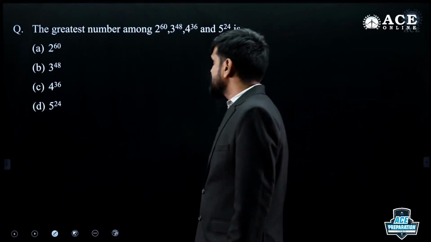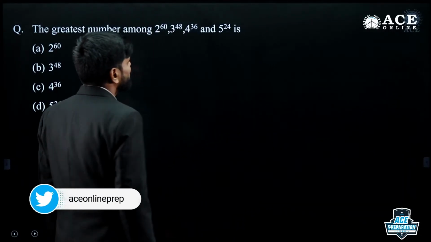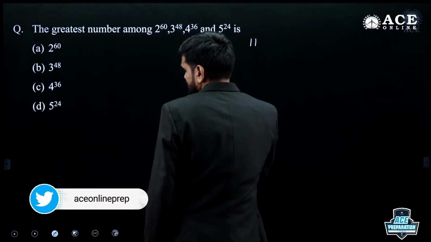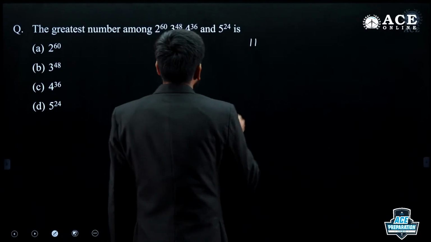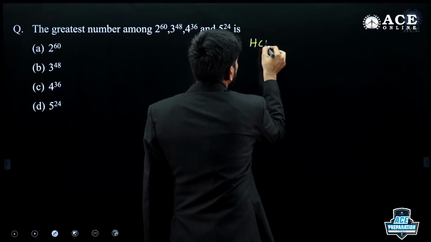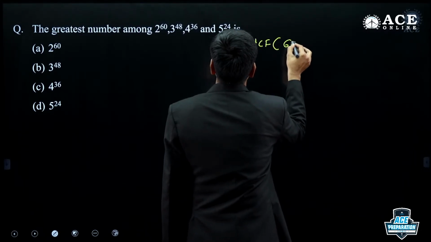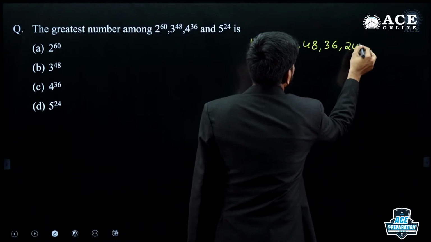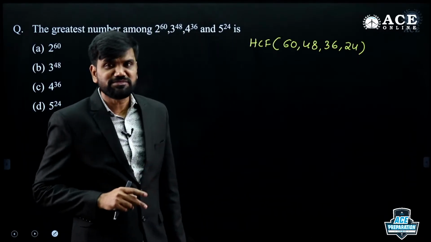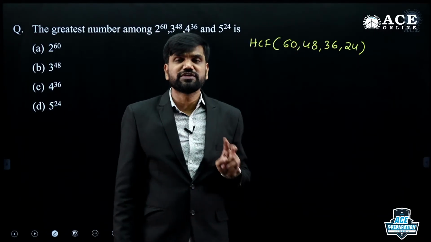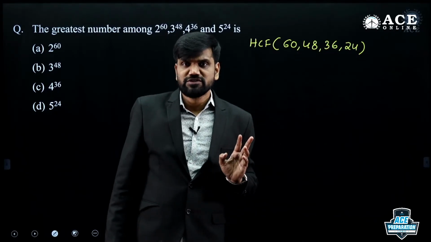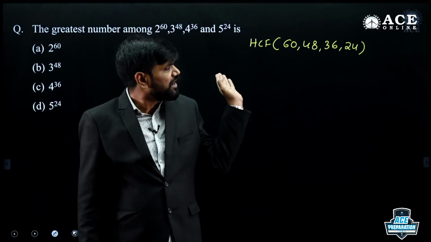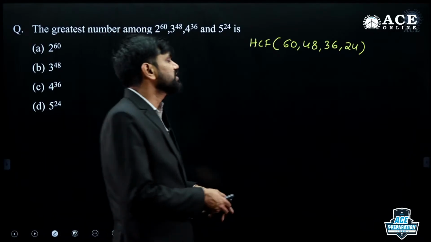Check. The greatest number among 2 power 60, 2 power 48, 2 power 36 and 2 power 24 is, what I will do is, I will take the HCF of the powers that are available there. So the HCF of 60, 48, 36 and 24. And please remember, HCF always depends on the difference between the terms. Here the difference is what? 60 and 48, difference is 12. Here also 12, here also 12. So everywhere the difference is 12 only. Check whether the 12 divides the terms in the group or not. The 12 divides all the terms in the group, so that will be the HCF. So HCF is 12.